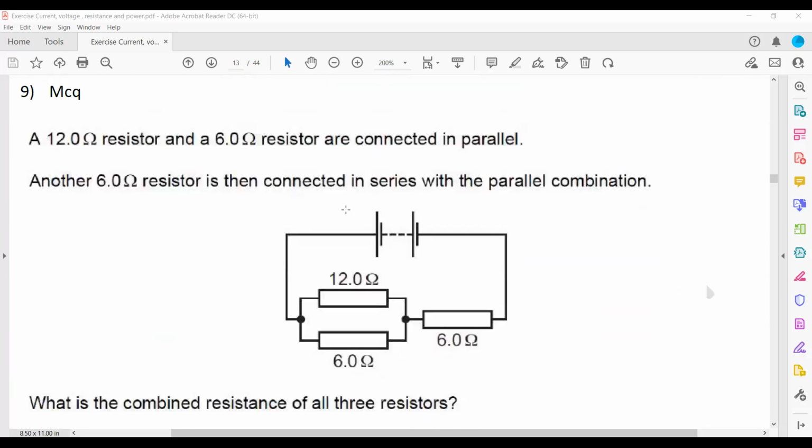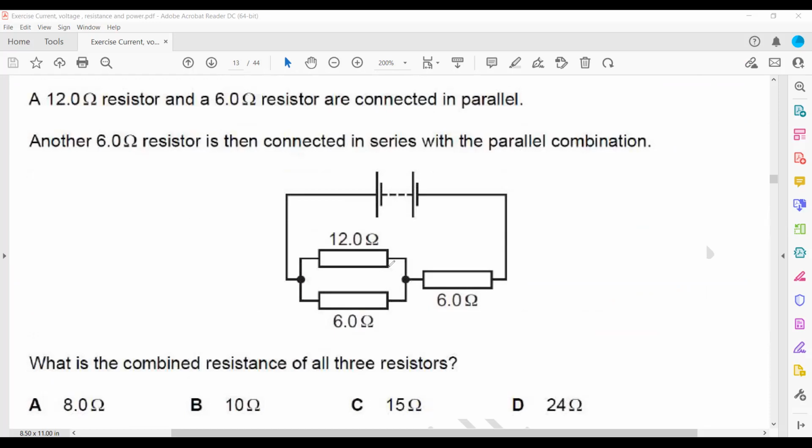To get the combined resistance, these two are in parallel. When two resistors are in parallel, it is product divided by sum. So 6 multiplied by 12, that is 72, divided by 6 plus 12, which is 18. So 72 divided by 18 is 4. So the combined resistance is 4.